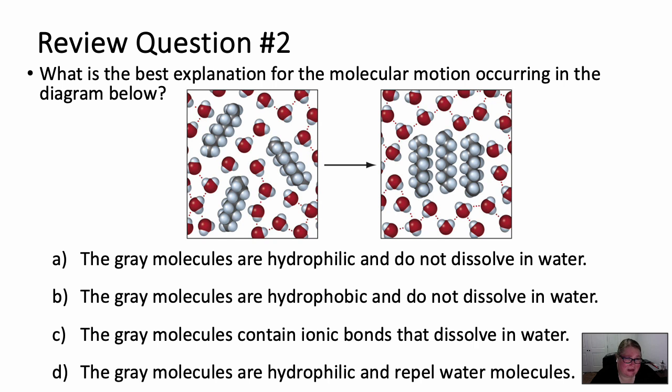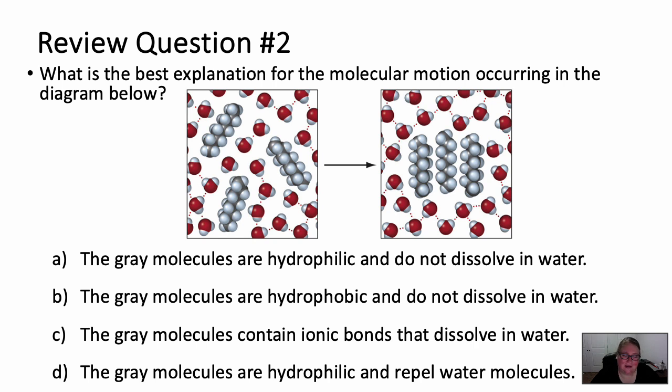So hydrophilic, this is our polar molecules. Okay, so if hydrophilic is polar, it means it loves water. Okay, so it's going to interact with water, meaning it's going to dissolve in water. Okay, so we know immediately, based on the definition of hydrophilic alone, that A can't be right, because if it's hydrophilic, it is going to dissolve in water. And we also know that D is not going to be right, because hydrophilic means water loving. It's not going to repel water molecules like hydrophobic is.